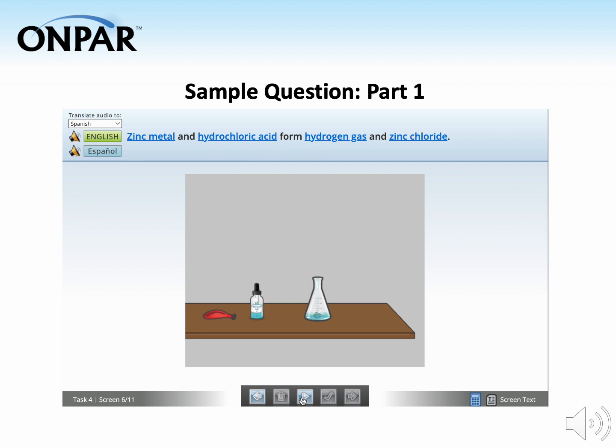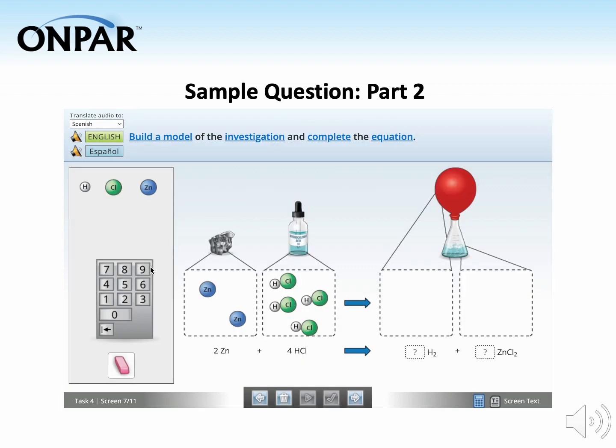This comes from our chemical reactions unit. You can see that they're setting up this chemical reaction by showing students this animation of zinc metal and hydrochloric acid combining to form hydrogen gas and zinc chloride. Here, it's now going to ask them to model the investigation that they just watched.